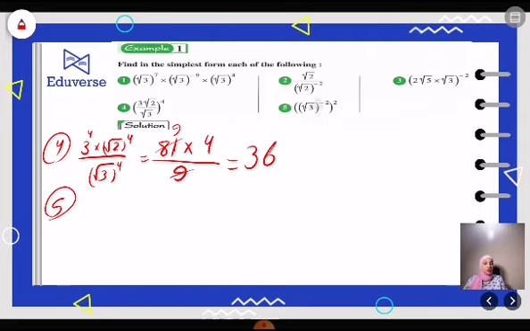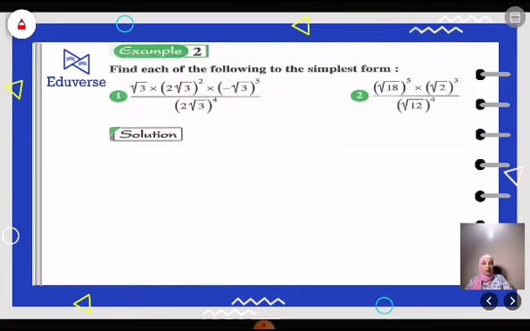Root 3 to the power negative 2 all to the power 2. I can solve it with many methods, but I'd like to make it as root 3 all to the power, multiply the powers. Negative 2 times 2, it will be negative 4. And then we can make it as 1 over root 3 all to the power 4. Now, get the value for root 3 power 4. We just did it here. It was 9, so it will be 1 over 9.